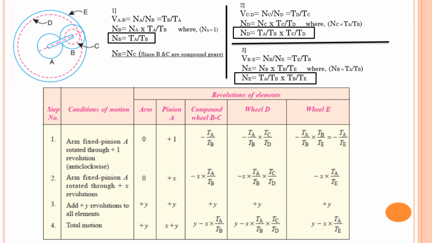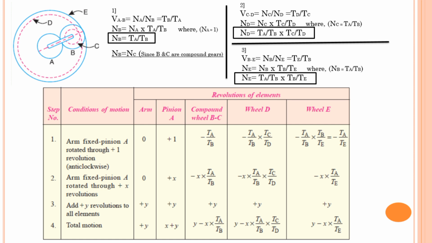Now apply the second condition. Once the first condition is found, preparing the next table is very easy. In the second condition you are multiplying all elements of the first equation by x, that is, fix the arm and give plus x revolution to gear A. Same condition as the first, but we are giving plus x revolution to A. Therefore multiply the first condition by x, and you will get the second condition.